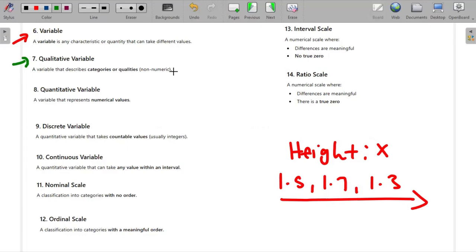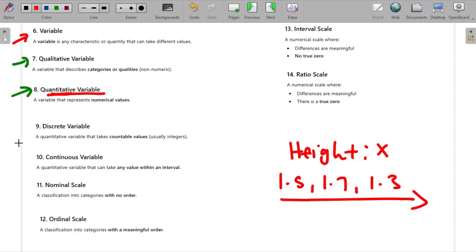It's about the quality. And then the quantitative variable, you can see quant, meaning something that has to be measured, or something that involves numerical values. So a variable that represents numerical values, we're going to be calling a quantitative variable. These quantitative variables can further be divided into two types: discrete variables and continuous variables.